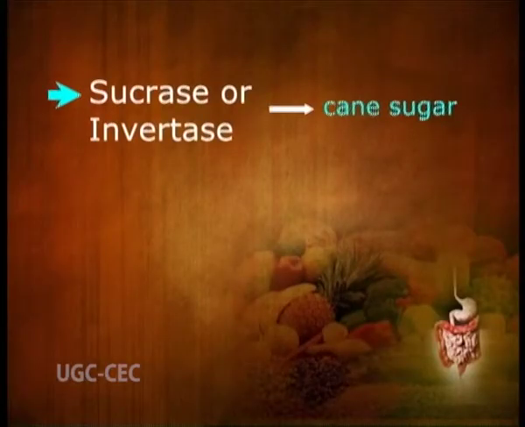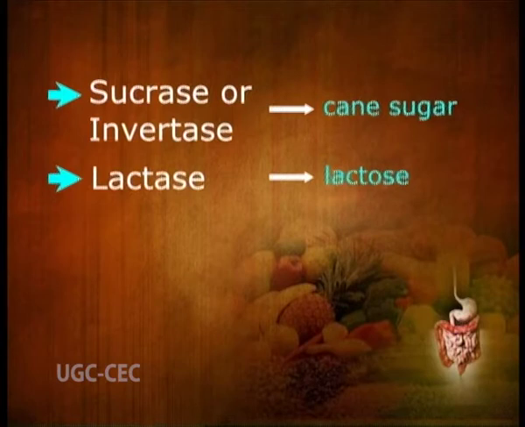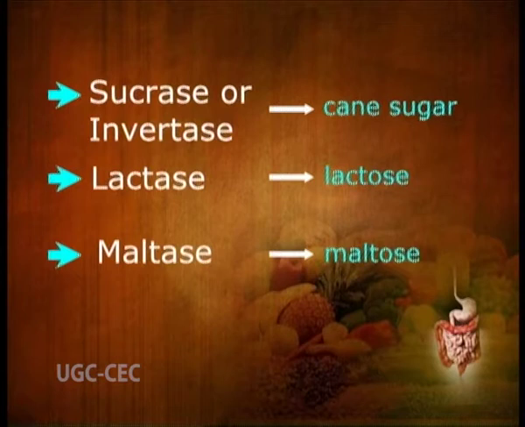So, when carbohydrates reach the small intestine, that is, succus entericus, they come in the form of disaccharides, mainly maltose, lactose and cane sugar. The enzymes, the substrates upon which they act and the respective end products are: number 1, sucrase or invertase acts on cane sugar producing 1 molecule of fructose and 1 molecule of glucose. Number 2, lactase acts on lactose giving 1 molecule of glucose and 1 molecule of galactose. Number 3, maltase acts on maltose giving 2 glucose molecules.